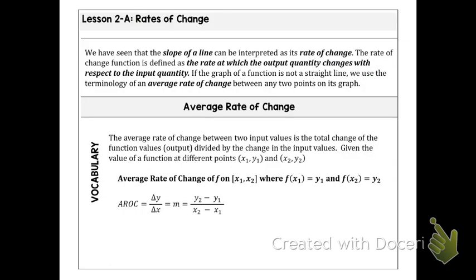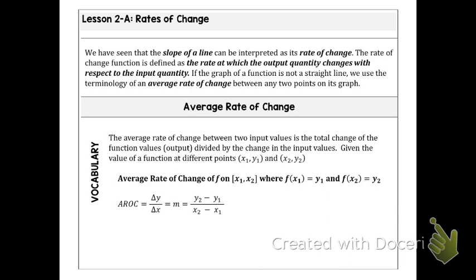So in lesson 2a, rates of change, it says we have seen that the slope of a line can be interpreted as its rate of change. The rate of change function is defined as the rate at which the output quantity changes with respect to the input quantity. If the graph of a function is not a straight line, we use the terminology of an average rate of change between any 2 points on the graph. And so if our function is not linear, we can still find the slope of the line that connects 2 points on the nonlinear function. And we just call that the average rate of change.